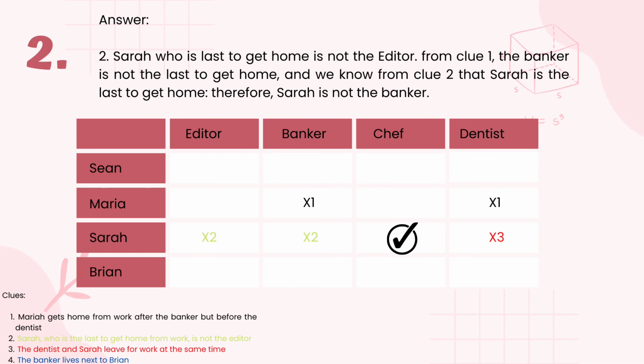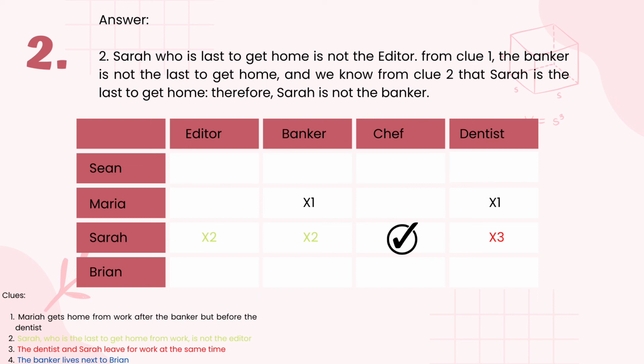Now, from clue number 1, the banker is not the last to get home. And we know from clue number 2 that Sarah is the last to get home. Therefore, Sarah is not the banker. We will put another X2 on the banker. Now, how did we get the X3 in dentist and conclude that Sarah is the chef?